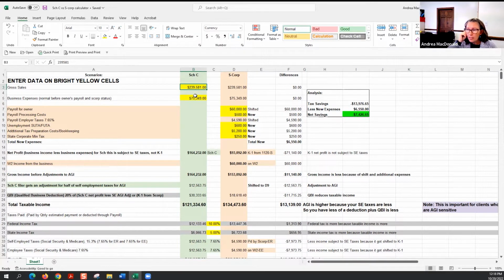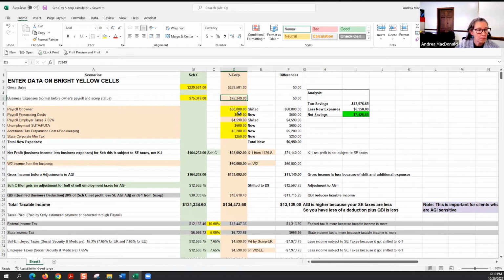So we pick this gross sales number. It's going to be the same whether the business is a Schedule C or an S Corp, right? The gross sales don't change because of the entity type. And then we recorded business expenses of $75,000. That is before owner's payroll. So we know with a Schedule C, there is no owner's payroll, but with an S Corp, there would be. So for this part, those are going to be the same as well, because we're not talking about the W-2 income from the owner yet. All right, so far everything's the same.